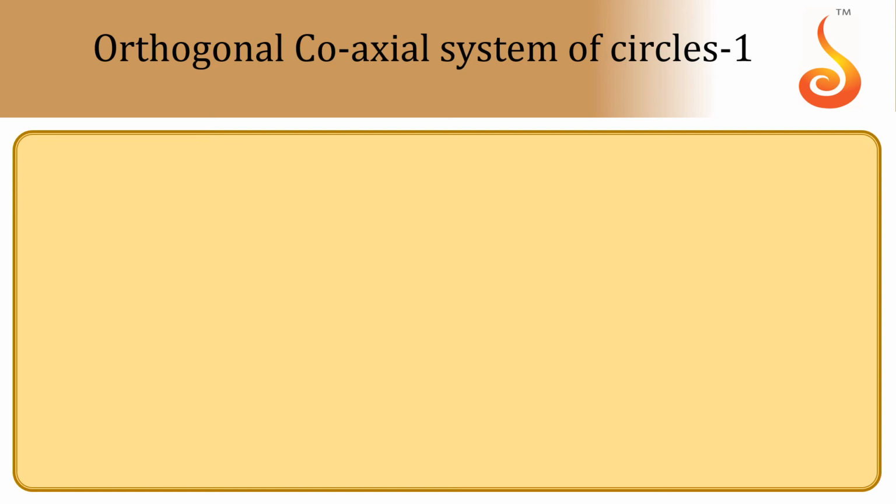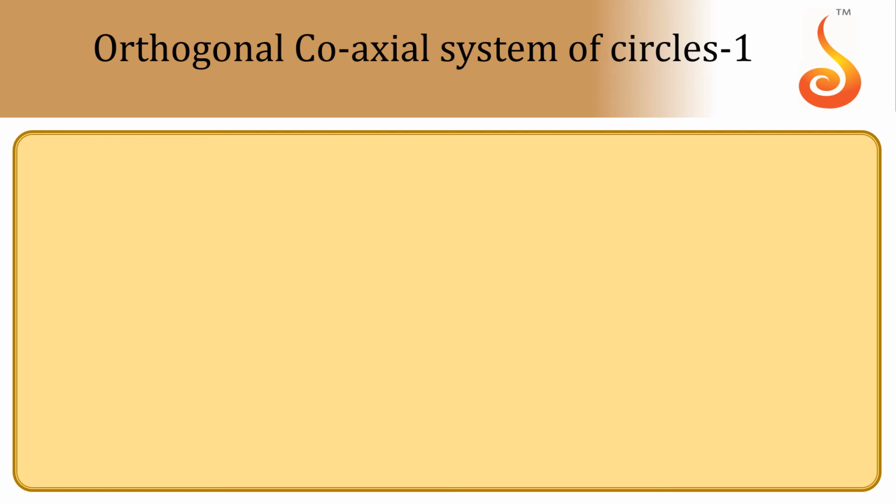Now if I take the simplest form of coaxial system, line of centers will be x-axis, radical axis will be y-axis. If I take reverse, line of centers on y-axis, radical axis x-axis, that system which we generate is called orthogonal system or conjugate system.